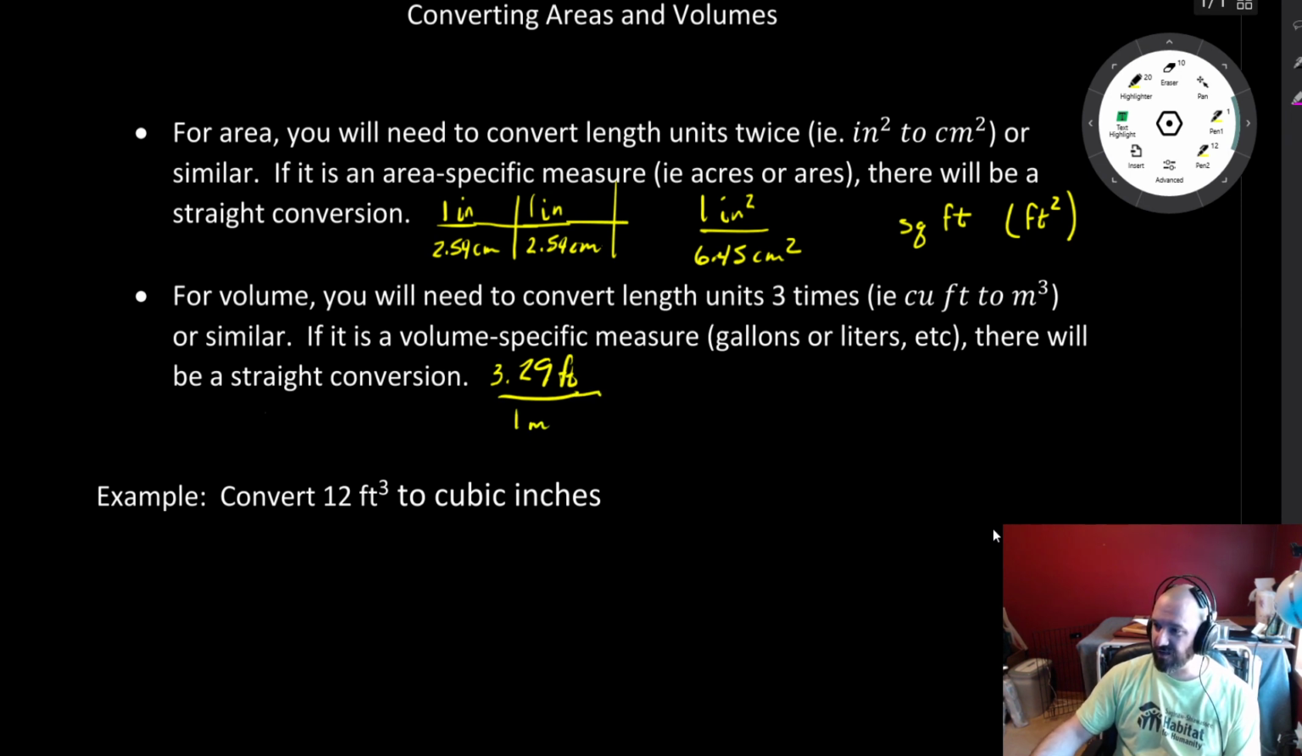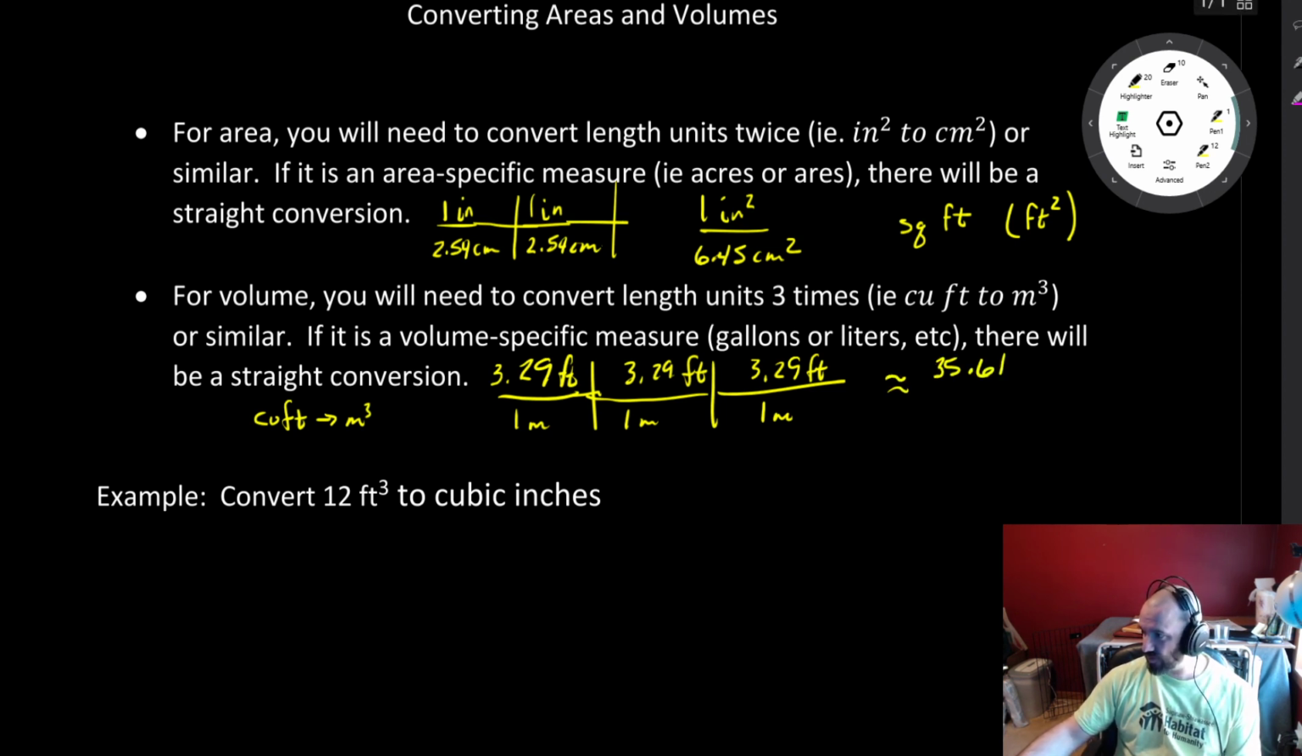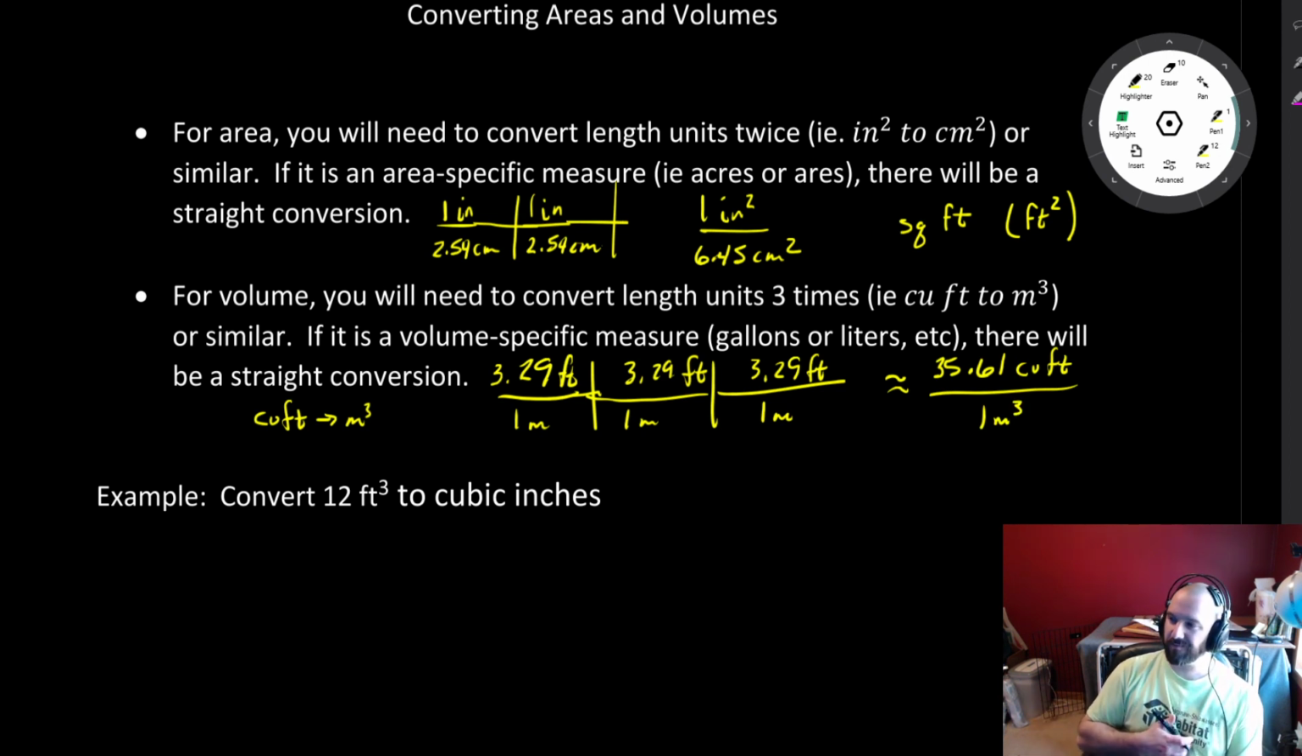If I wanted to go cubic feet to cubic meters, I would have to go 1, 2, 3. And so I would have to take 3.29 and raise that to the 3rd power. That would, pardon my phone, give me 35.61-ish. So roughly 35.61 cubic feet per cubic meter. So that's how many times you'd have to do it.